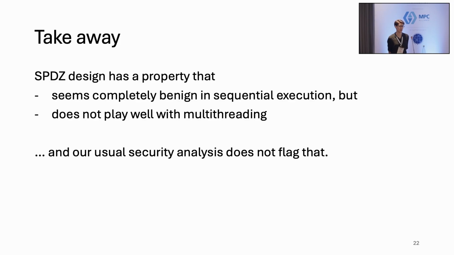So my takeaway here on the security analysis side is that the Speeds protocol design has some property, this MAC key leakage, that seems to be completely benign if you execute it in a sequential way, but it does not play well with multi-threading. And our usual security analysis does not flag that. We have no way of checking that this is the case. How do we deal with that when we go to an implementation where for an implementer this leakage is an issue? Do we just expect them to see that that's the case when our security analysis says nothing about that?